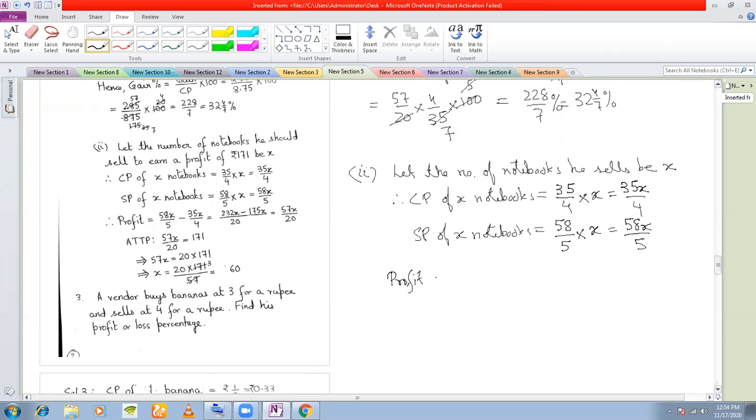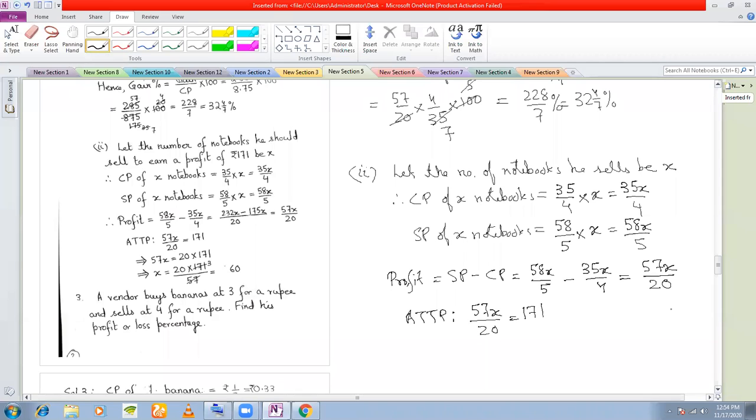Profit is SP minus CP. Selling price is 58X by 5. Cost price is 35X by 4. You calculate this just as in the previous one, taking the LCM: 57X by 20. This is the profit that he's making. But how much profit does he want to make? He wants to make 171 rupees.